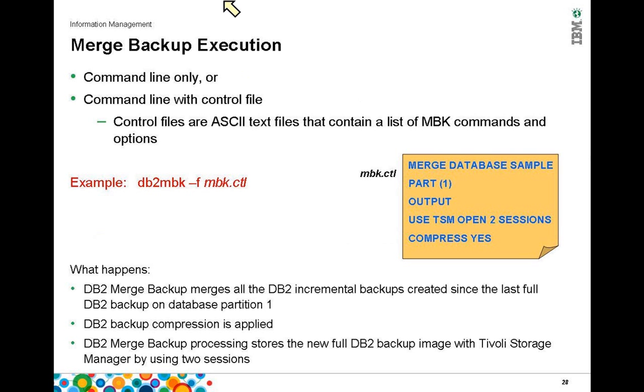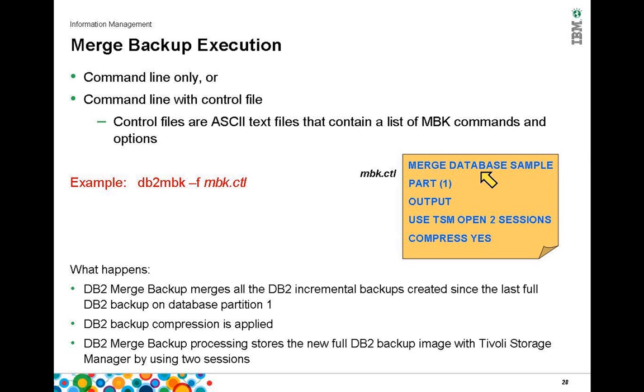Okay, how would one use it? I'll speak relatively quickly about this. As I mentioned, it's a command line tool, or command line with a control file. Control files are just ASCII text files that contain commands, native syntax to the merge backup utility. I've crafted a very simplistic example of what this might look like. Here's the DB2 merge backup executable, with -F to specify the control file name.